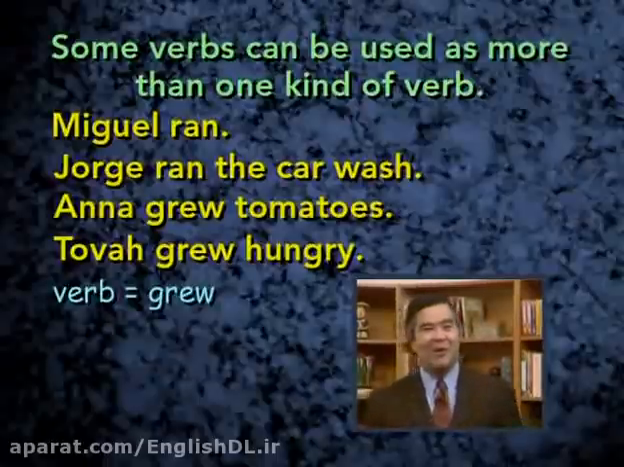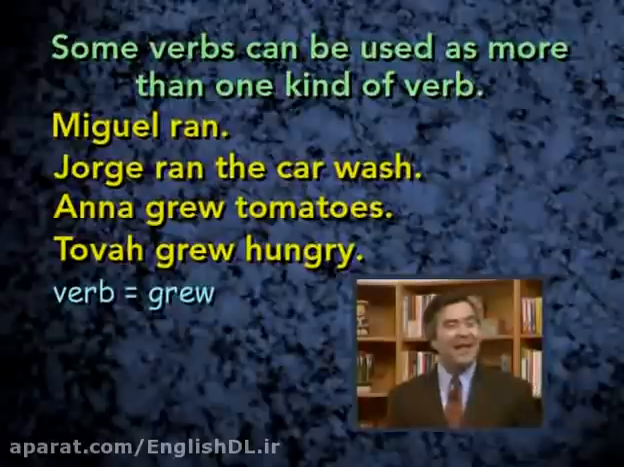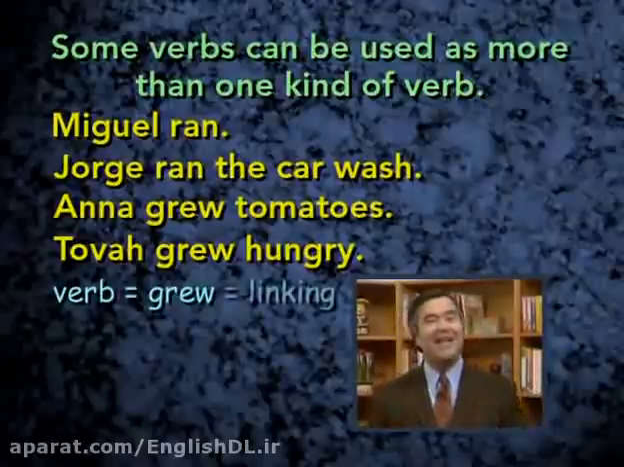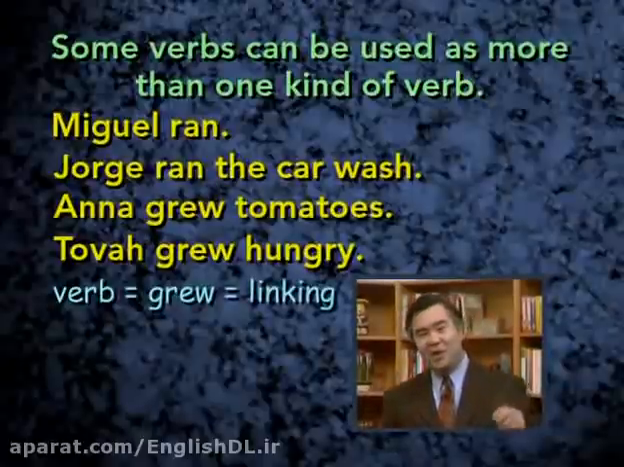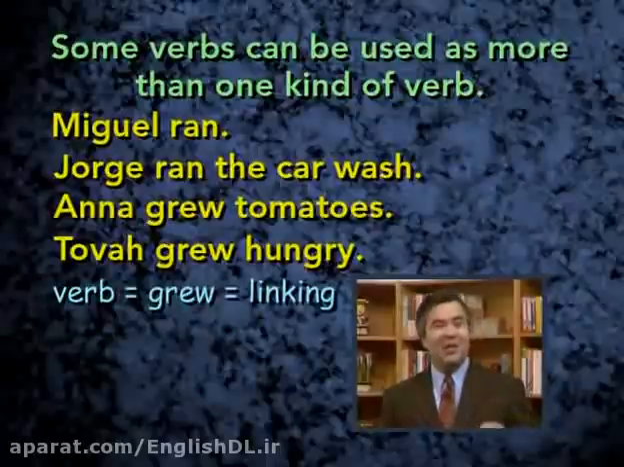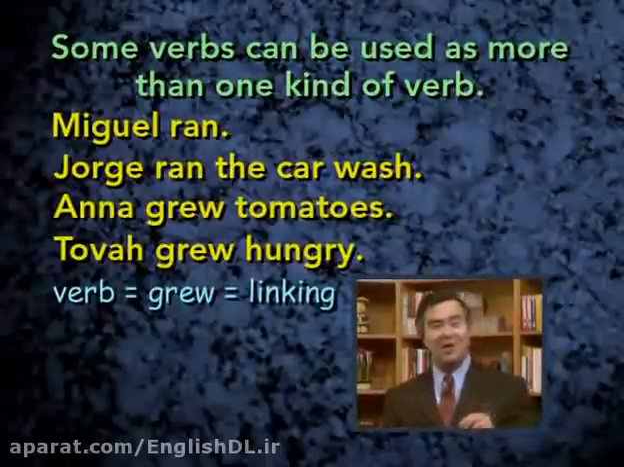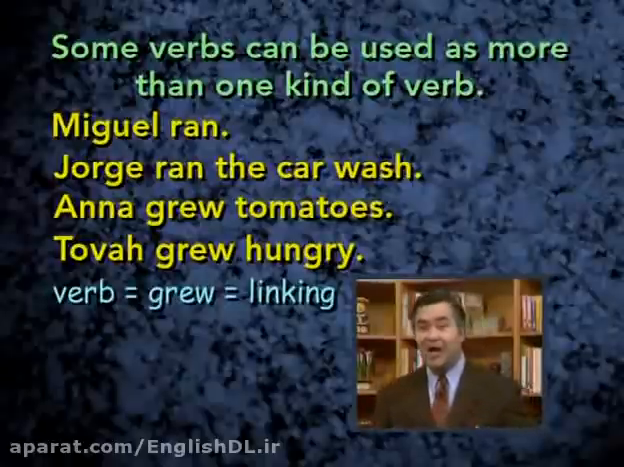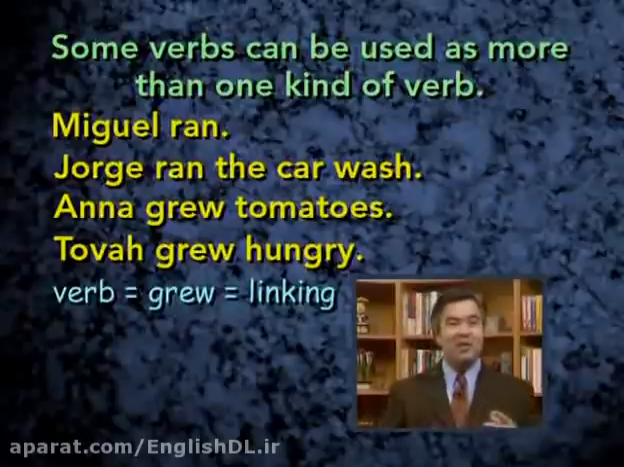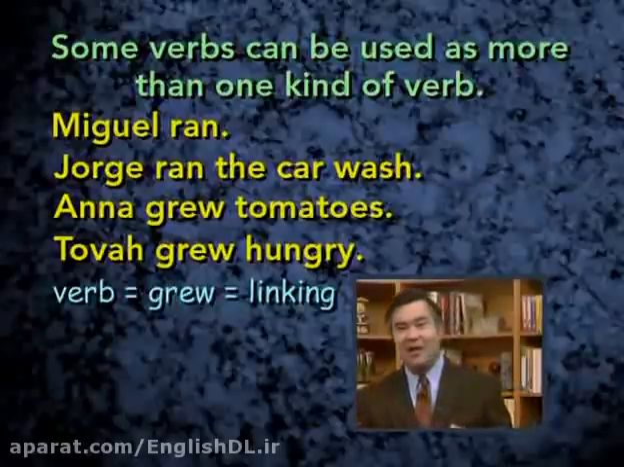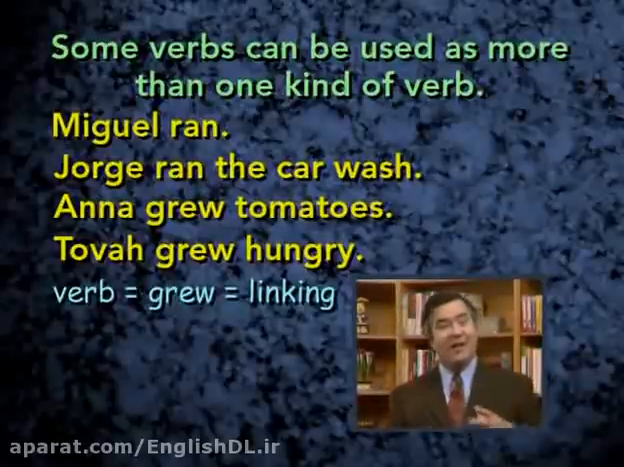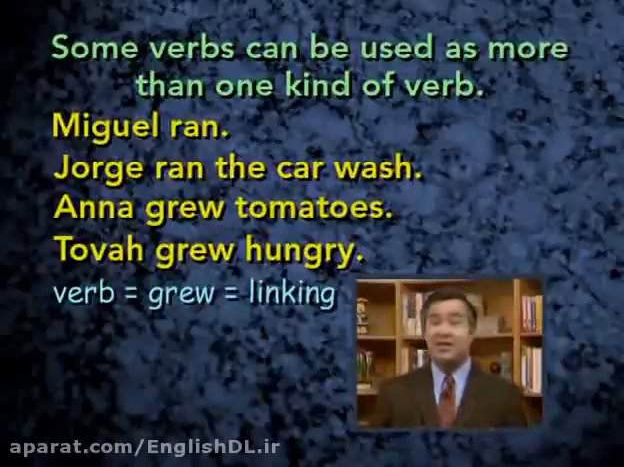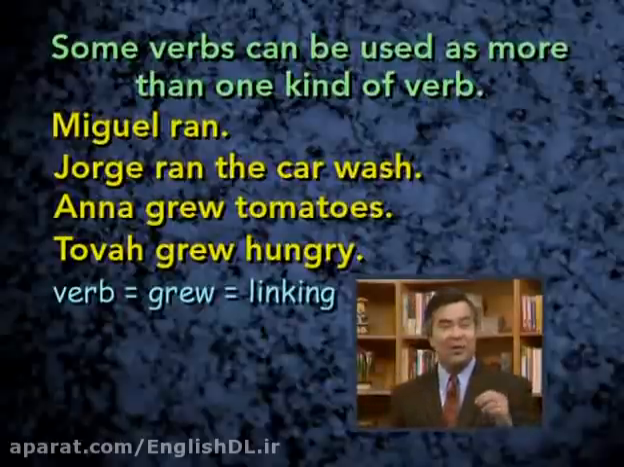Therefore, what kind of verb is grew? In this case, grew is being used as a linking verb. The two words Tova and hungry are being linked or equated. We're being told, in effect, that Tova was hungry. She grew hungry, that is, she got to be hungry over time, but in effect, the two things are being equated with one another. Tova was hungry. That's another way of saying almost the same thing as Tova grew hungry.